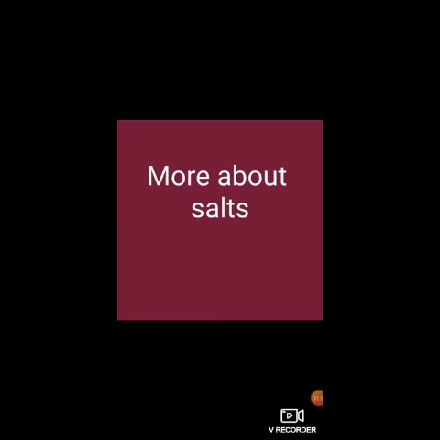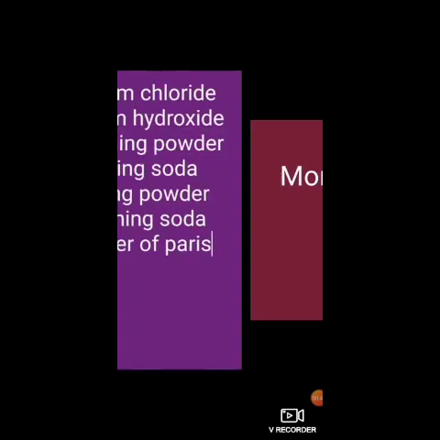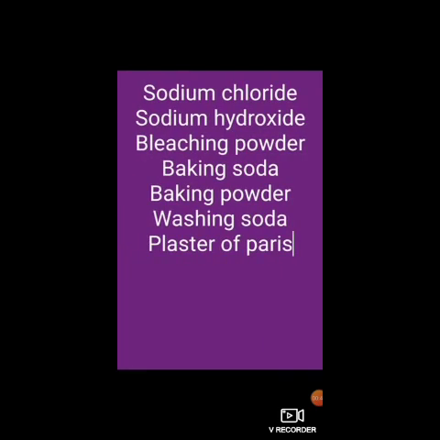In this topic, we are going to deal with the preparation, properties, and uses of various salts. In this chapter, we are dealing with sodium chloride, sodium hydroxide, bleaching powder, baking soda, baking powder, washing soda, and plaster of Paris. We are going to see how these salts are prepared, what the important properties of them are, and their important uses.